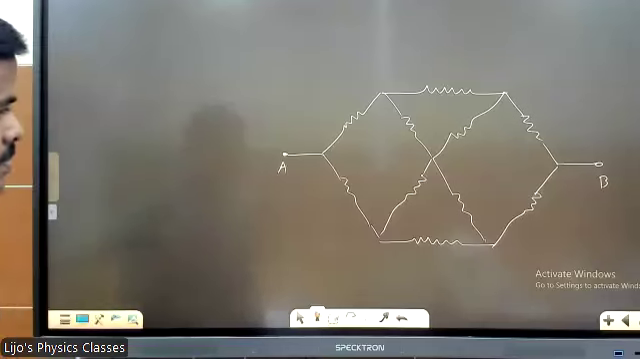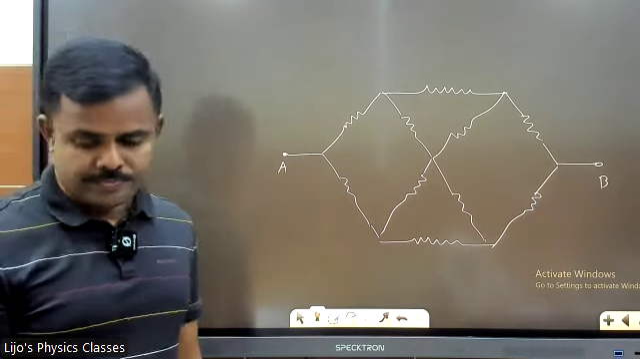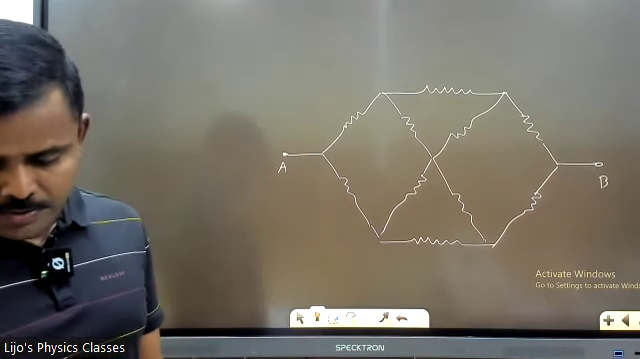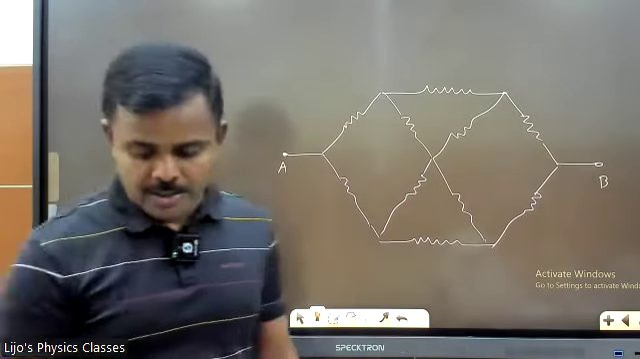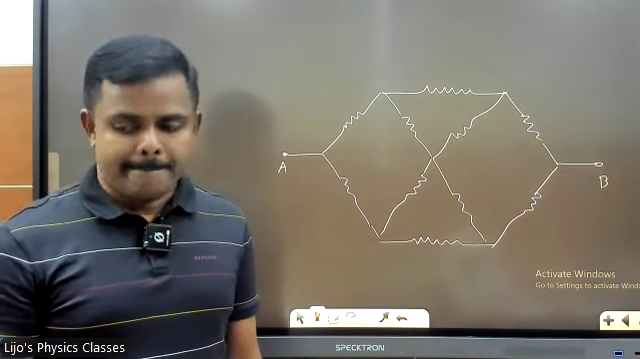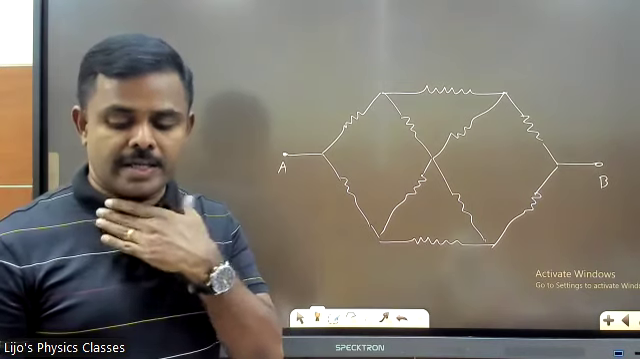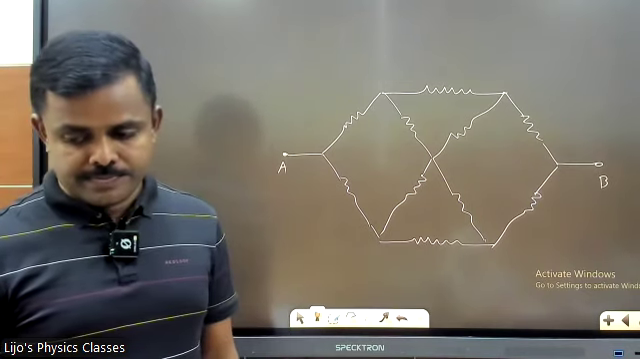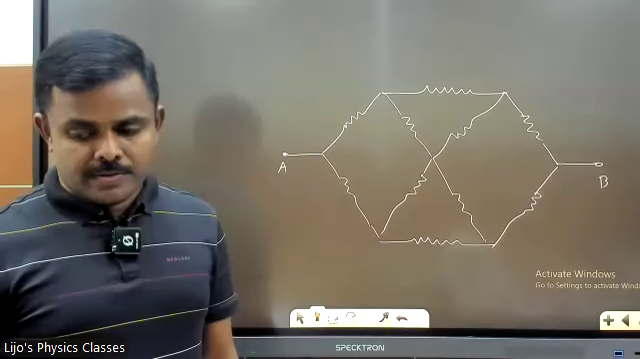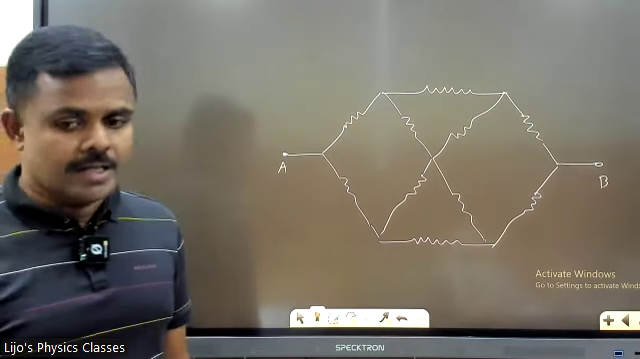Find the effective resistance between A and B in the figure. All resistors are capital R each. It's a previous question.